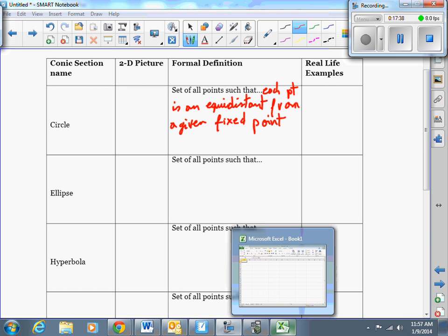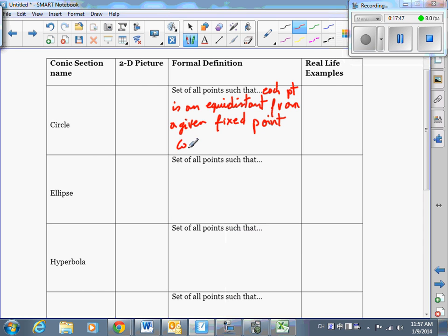A circle is a set of all points such that each point is equidistant from a given fixed point. What is that given fixed point? Center. Called center.